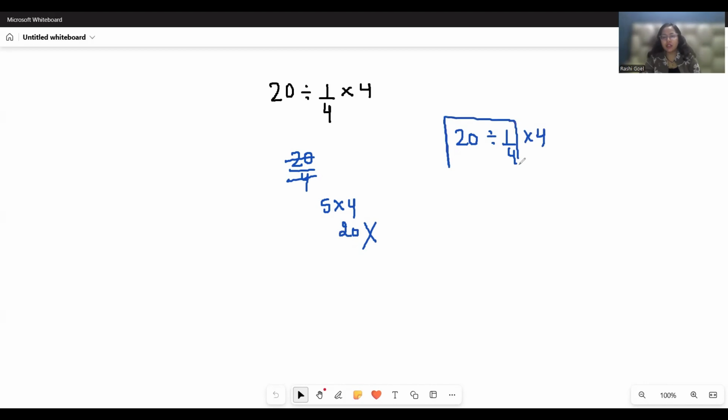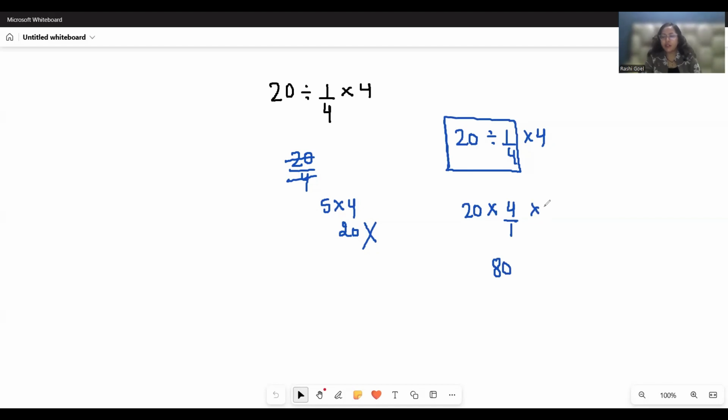So I will take this part only, 20 divided by 1 by 4. In place of division we can write multiplication, and when you reverse or change the sign, you have to always take the reciprocal of the right hand side. So the right hand side is 1 by 4 and the reciprocal is 4 by 1. So 20 times 4 by 1 is 80.